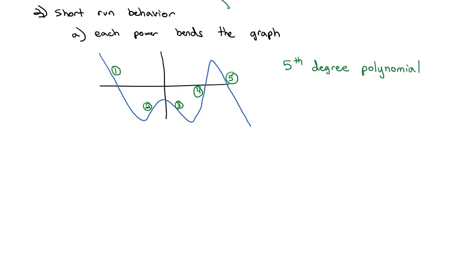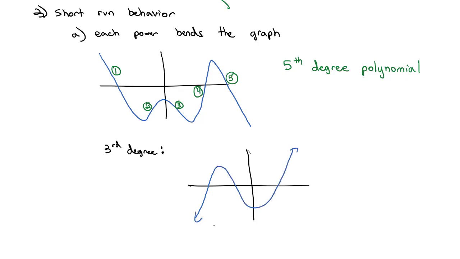If I were to try and graph a third degree polynomial, say I want a third degree, and I just wanted to graph any old third degree polynomial, I can come in from one side, there's one, bend, there's two, bend, there's three. And so I know a third degree polynomial is going to look something like this because it has three bends.